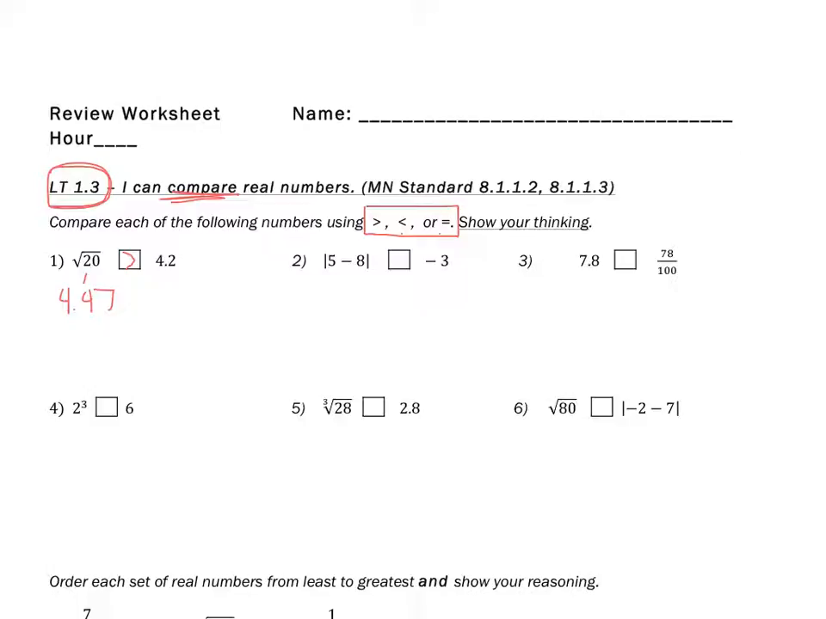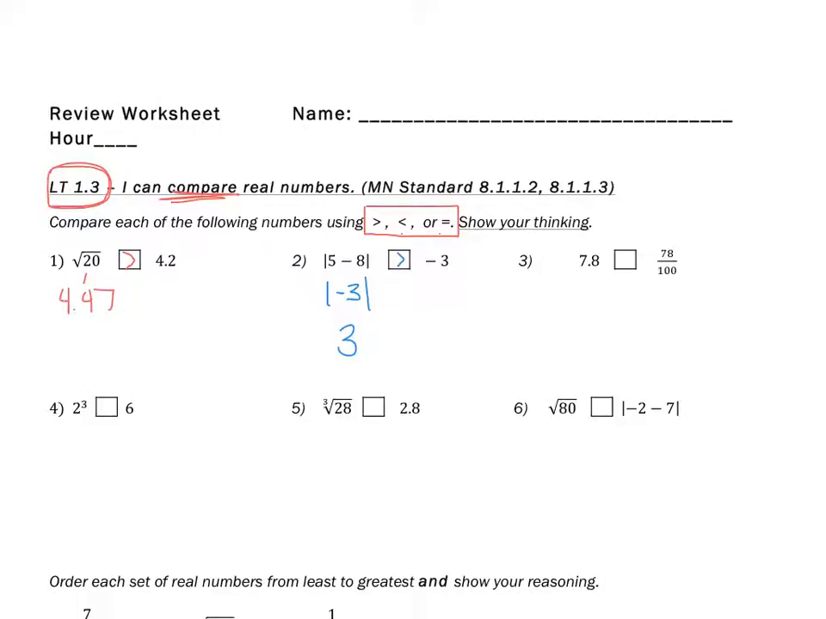Next one is dealing with the absolute value. Number two, we have the absolute value of 5 minus 8. Let's do the operation on the inside. 5 minus 8 ends up being negative 3. The absolute value of negative 3, absolute value means how far away it is from 0. What's the distance from 0? Negative 3 is 3 away from 0. So 3 is actually going to be greater than negative 3.